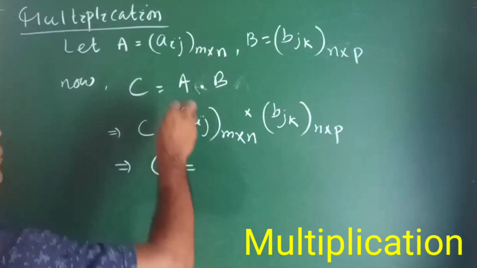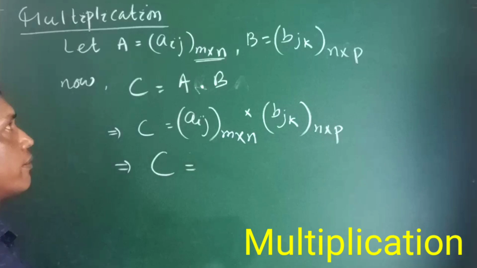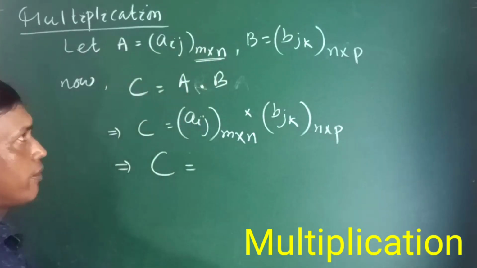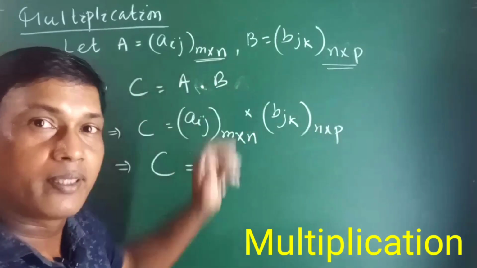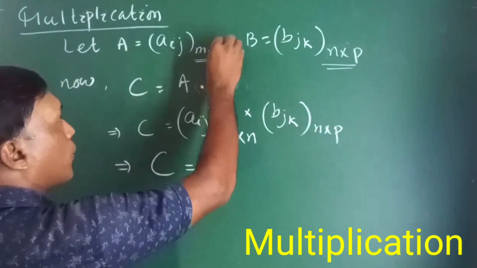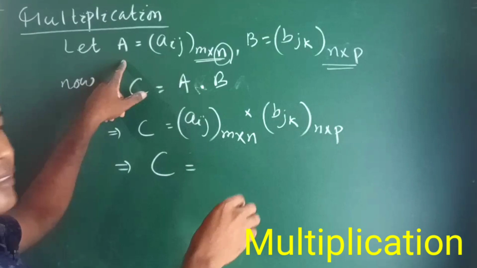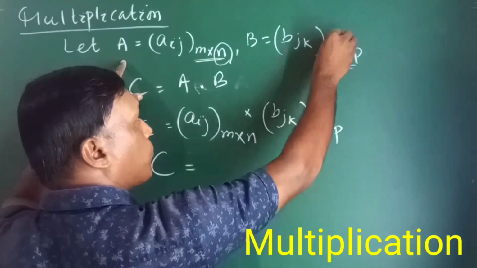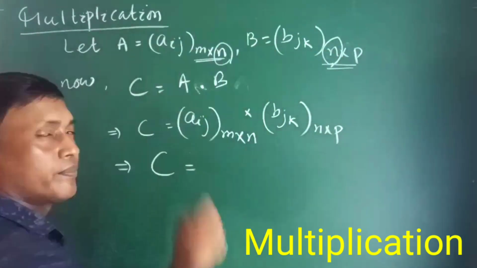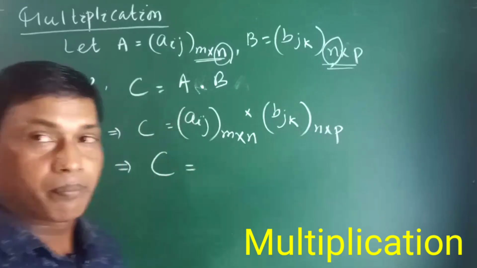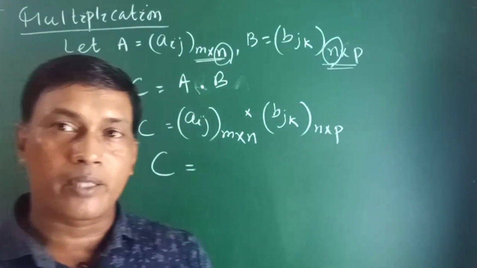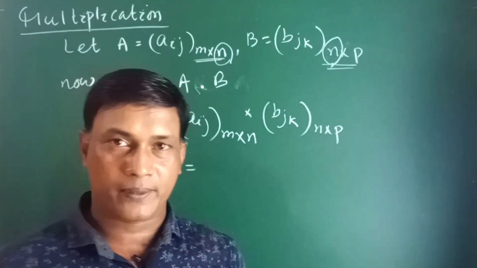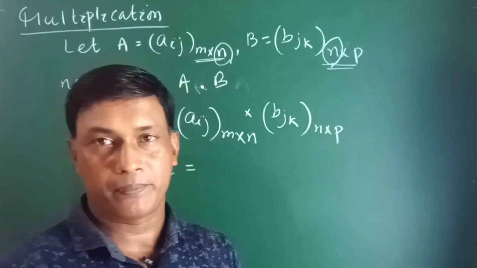Now look at here, the order of A is m cross n and the order of B is n cross p. Just mark one thing here. The number of columns in A is equal to the number of rows in matrix B. So dear students, this is a very important thing: the condition for multiplication, when we can multiply two matrices, when the product is possible.